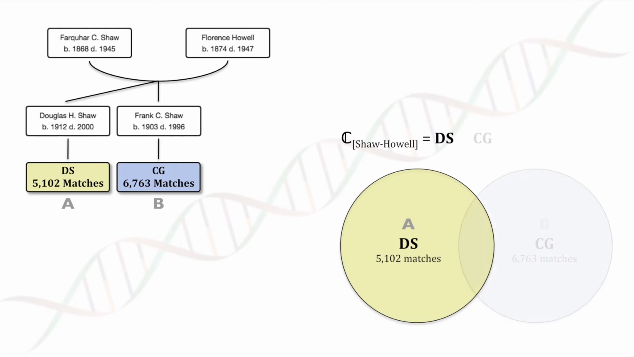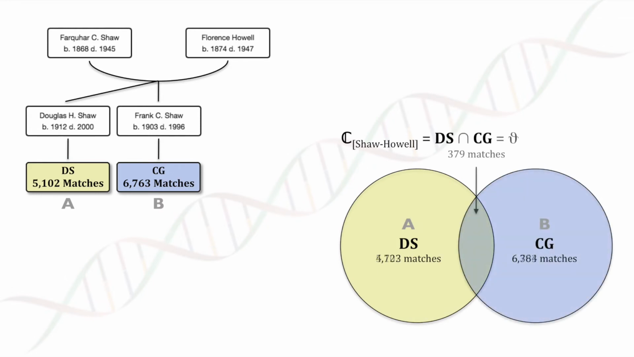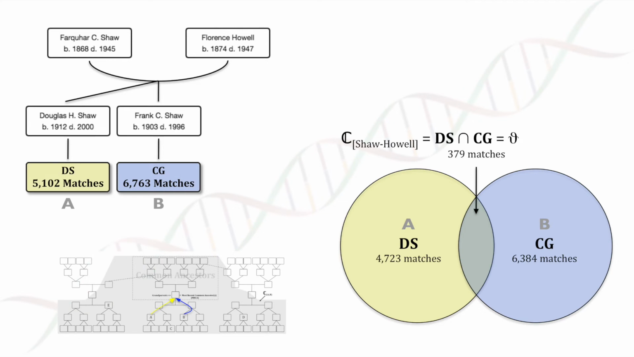Our initial test subjects provide us with an analytic control set of 379 matches, which include, in addition to DS and CG, 377 other members sharing their common ancestral lines. Recall from our preliminary investigation concerning the hypothetical connections of any 2 individuals that the matches common to DS and CG must either be descendants of their Shaw-Howell grandparents or must share a common ancestor with either grandparent.